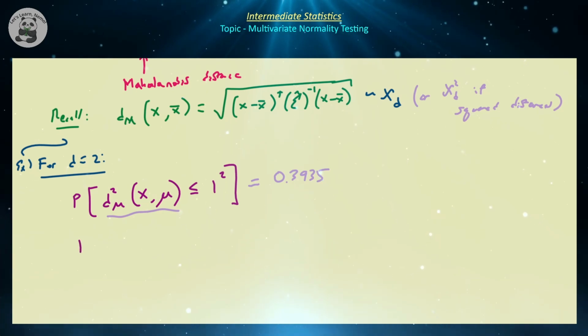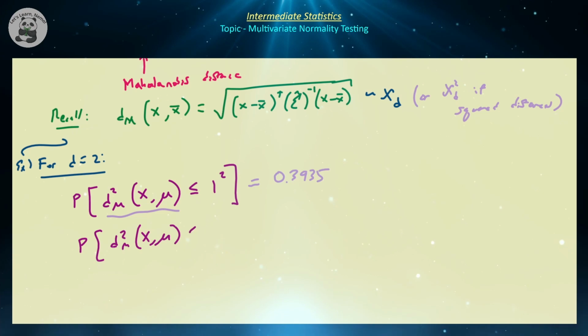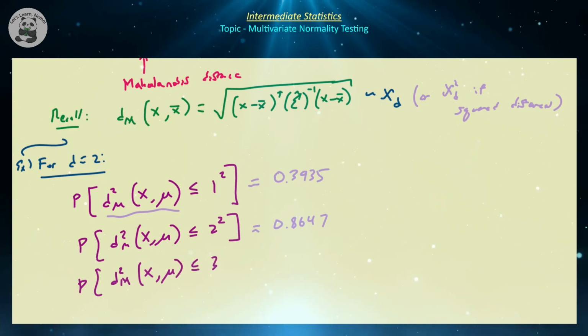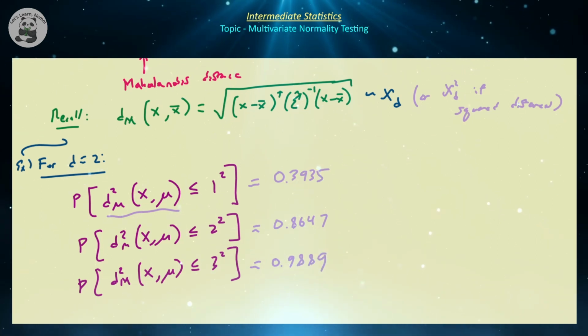And if somebody asks you what's the probability that the squared Mahalanobis distance between x and mu is less than or equal to 2 squared, aka 4, then one can find that's approximately equal to 0.8647. Similarly, what's the probability that a randomly selected vector from a multivariate normal distribution has a squared Mahalanobis distance between x and mu less than or equal to 3 squared, aka 9? One can find that's approximately equal to 0.9889. And in case you don't know where these are coming from, you can do a pchisq in R, for example.